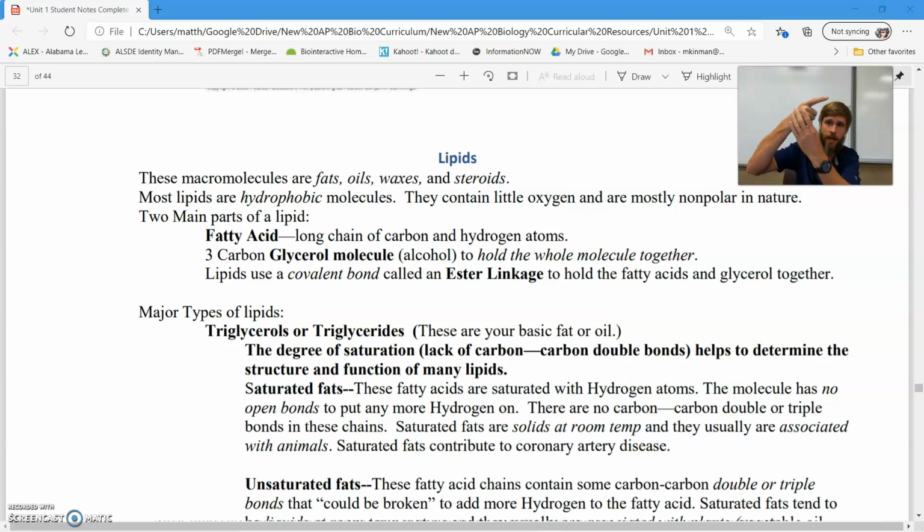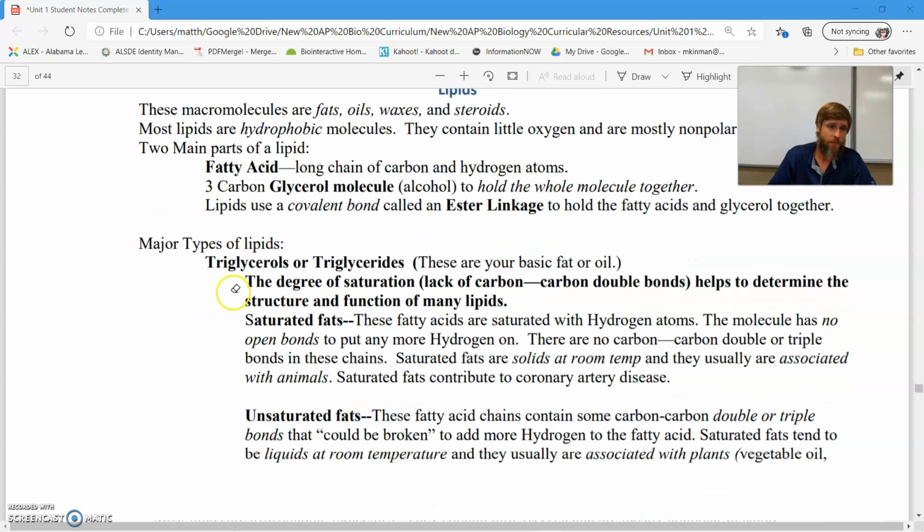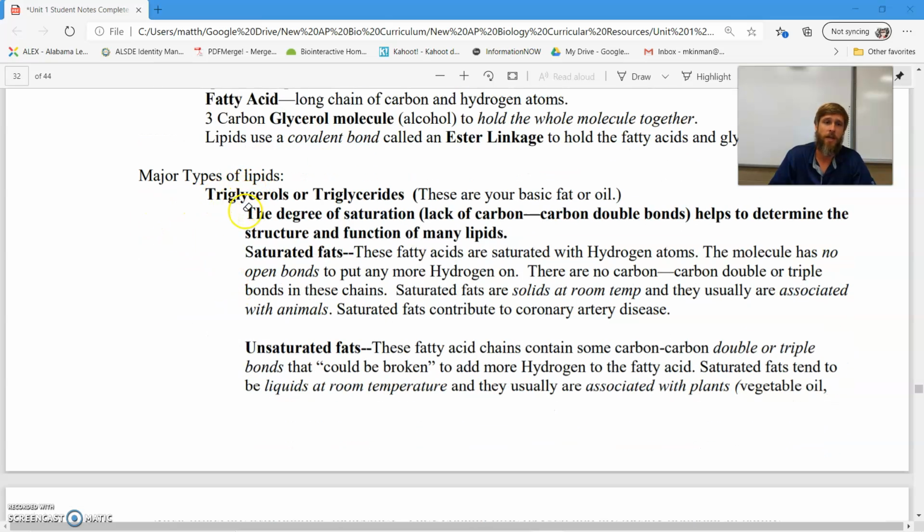So the glycerol is an alcohol group that holds your fatty acid chain on it. Remember, the fatty acid chain is just a long chain of carbons with hydrogen stuck all around it. And what type of bond holds your finger to your hand? An ester linkage bond, which is a type of covalent bond. So is it a strong bond? It's covalent, so yeah, it's pretty strong. And now we have major types of lipids. We have triglycerols or triglycerides. These are your basic fat or oils.